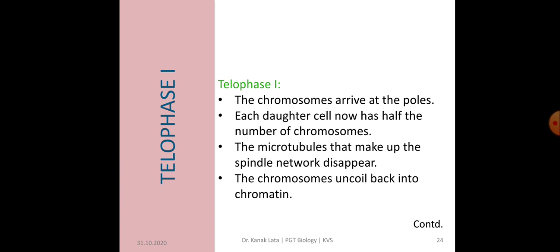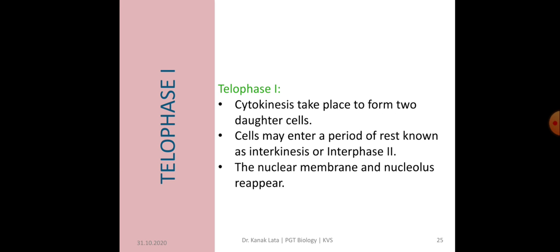Now we will discuss telophase 1. In telophase 1, the chromosomes arrive at the poles. The two daughter cells now have half the number of chromosomes. Spindle fibers now disappear. The chromosomes uncoil back into chromatin. Further, cytokinesis takes place to form two daughter cells. Now the cells may enter a period of rest known as interkinesis or interphase 2. There is reappearance of the nuclear membrane and nucleolus.